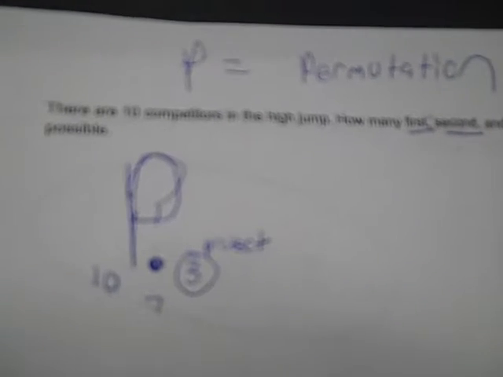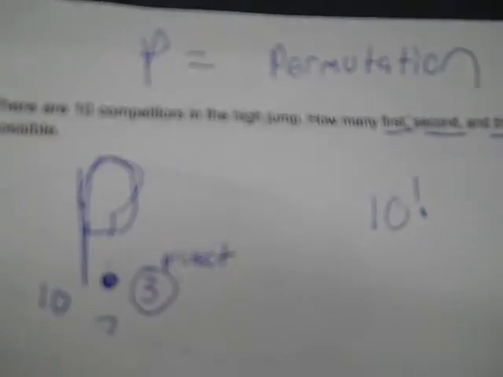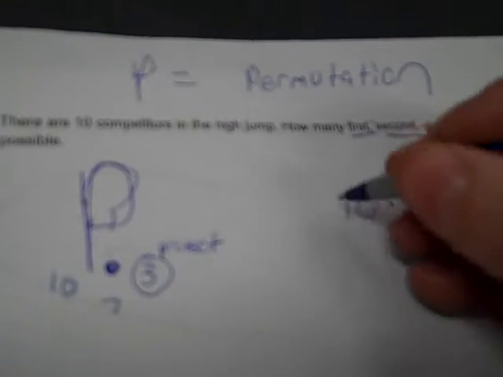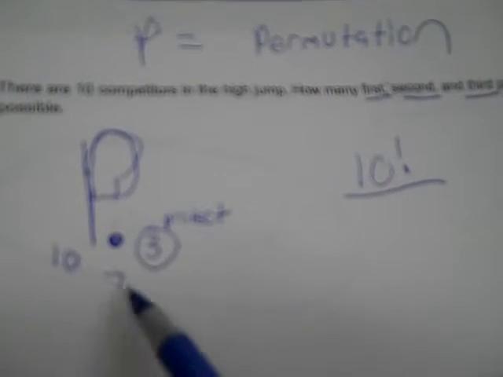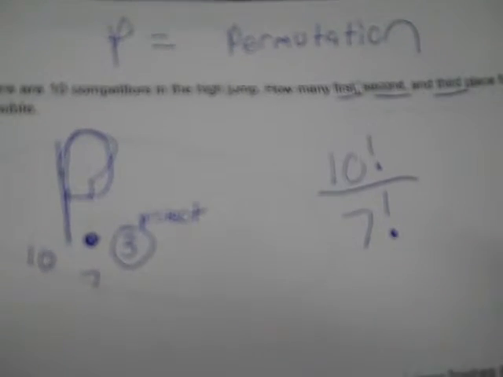Now here's how you evaluate a permutation. You write 10 exclamation point, but I know I have to do something else because that just finds all the orders of 1st through 10th. I just want 1st, 2nd, 3rd. You divide by these losers that you don't want to rank, with the factorial sign.